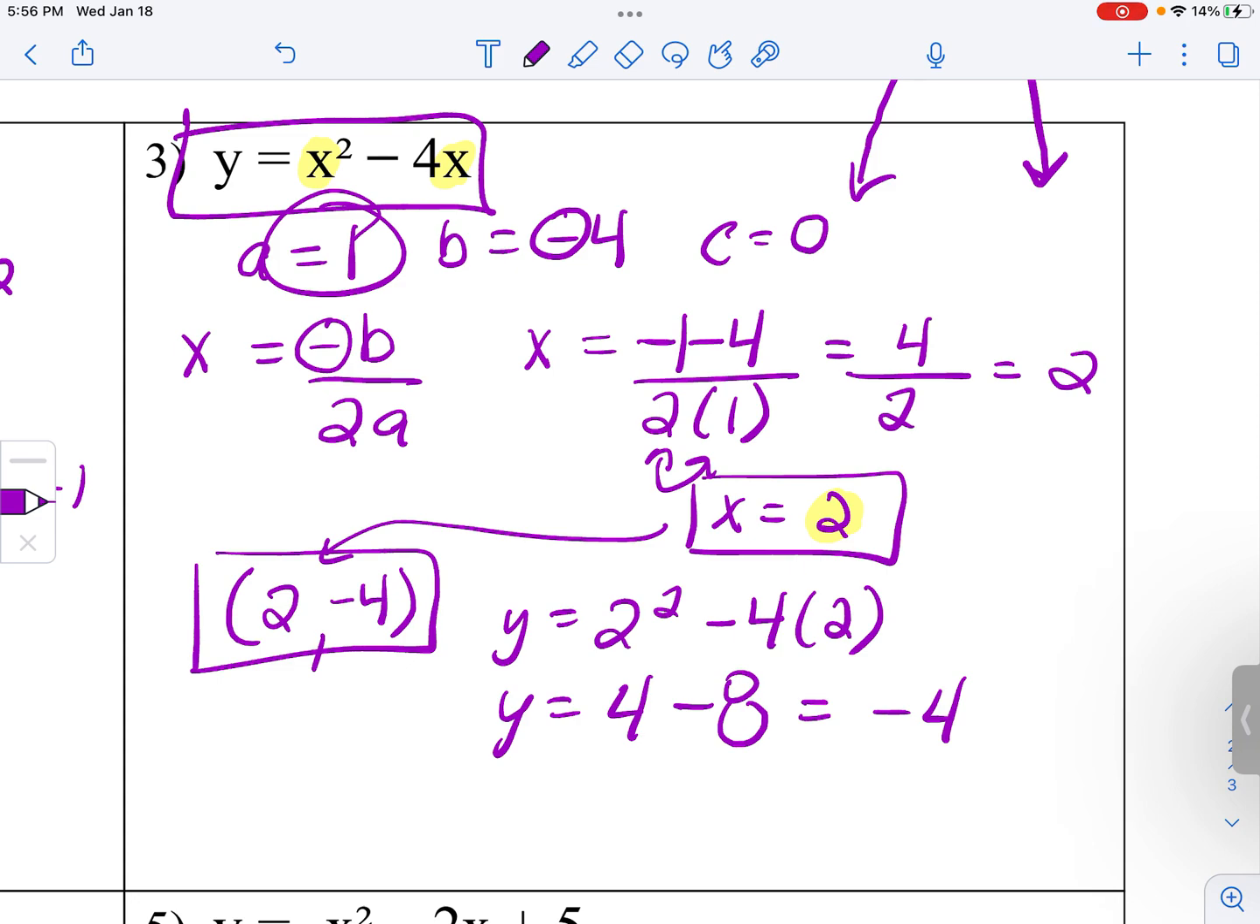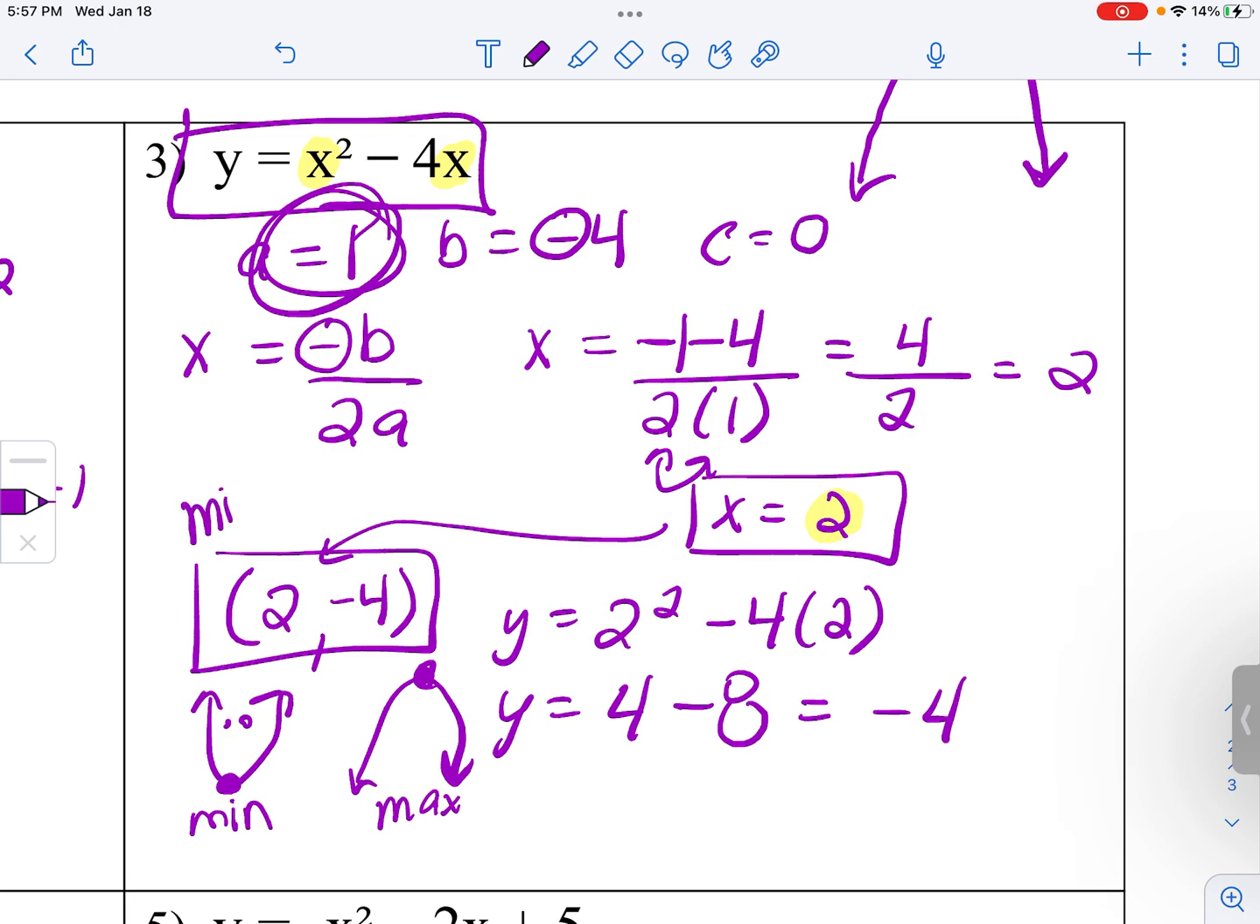Now the question is, is this vertex a min or a max? If it's a min, remember it has to open upward. If it's a max, it has to open downward. So just look at the A. The A is 1, a positive 1. If it's positive, it's going to be a positive person. It smiles, it's happy, so we have a happy face. It's opening upward. So this again is another min.